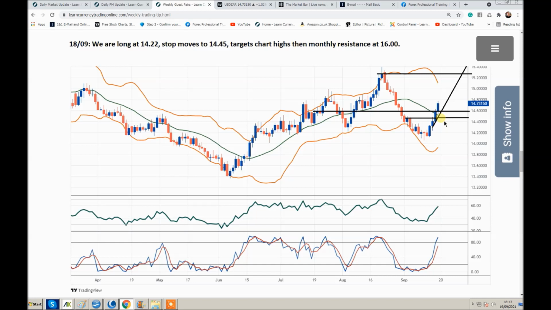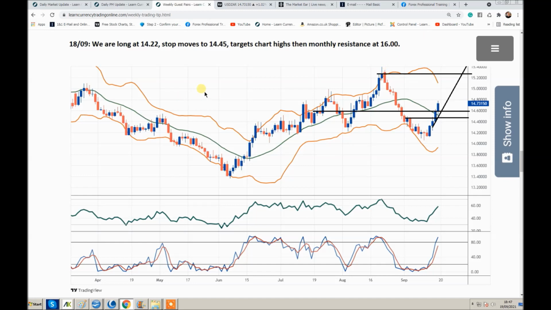It is a commodity currency. It's an emerging market currency. I just think the dollar's got way more upside to chart highs. And you can see my next level is monthly resistance at 16, so somewhere where my cursor is here at the top of the screen.